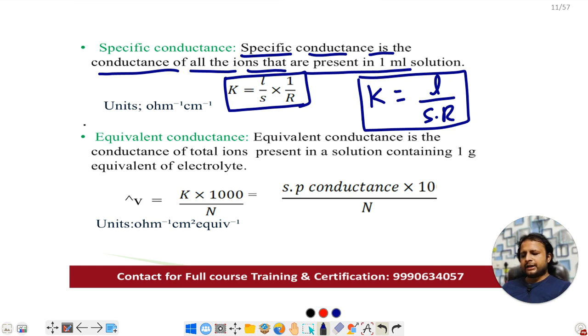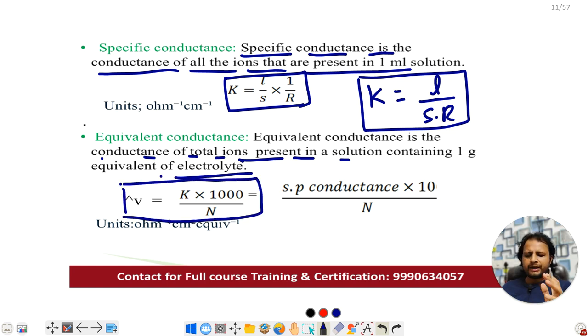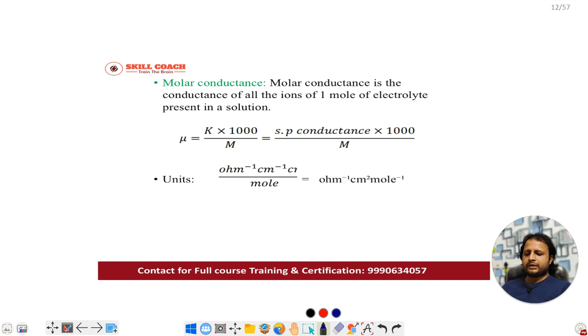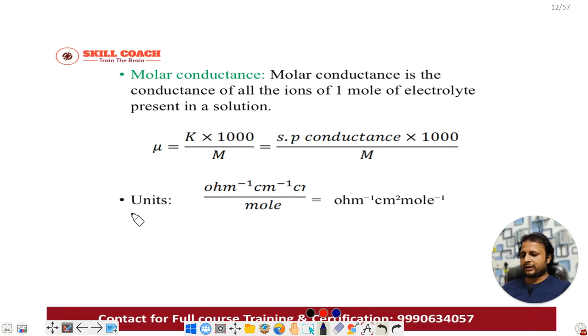And what is the equivalent conductance? Equivalent conductance is the conductance of total ions present in the solution containing 1 gram equivalent of electrolyte. So we can write this equation. I am telling you in a fast-forward manner because sometimes we need to calculate all these things, so we should know. What exactly a battery, battery pack modeling and BMS are will come in the next lectures, and today's lecture is focused on the complete fundamentals of this battery system.